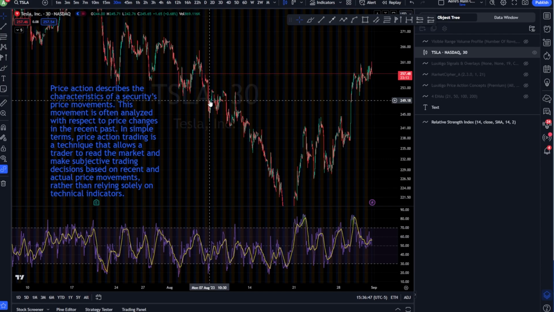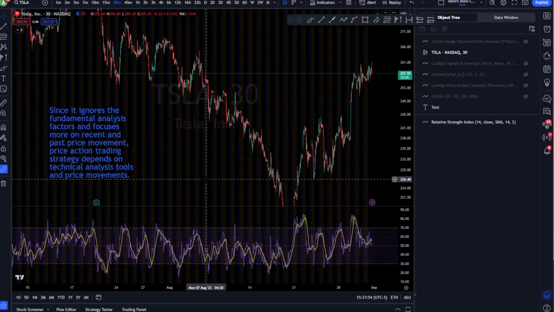In simple terms, price action trading is a technique that allows a trader to read the market and make subjective trading decisions based on recent and actual price movements rather than relying solely on technical indicators. And lastly, it ignores the fundamental analysis factors, right? Meaning, oftentimes you probably heard me say, I don't even know what this coin is, or someone calls out for me to TA a certain coin. At the end of the day, it doesn't matter because I'm focusing on more recent and past price movements. Price action trading strategy depends on technical analysis tools and price movements, not necessarily the fundamentals.